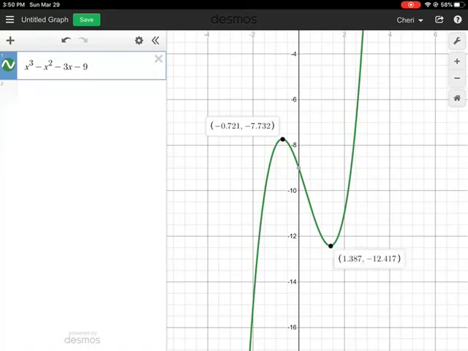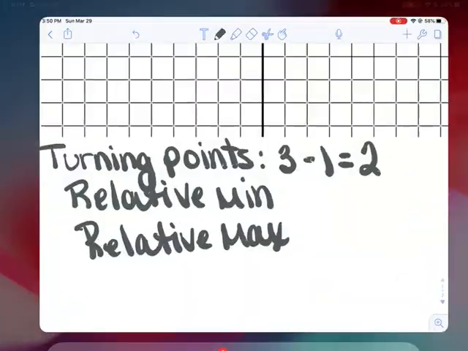And then our min is 1.39. Let's go that way. And negative 12.42. Okay, now I probably won't use all of the decimals, because we're going to graph it. And while we're here, let's find where it crosses the x-axis, the y-axis. That'll be helpful so that we can very easily graph that. That's 0, negative 9. All right?